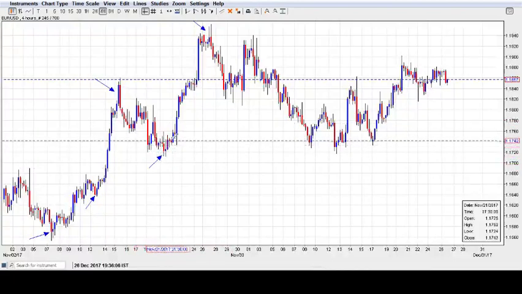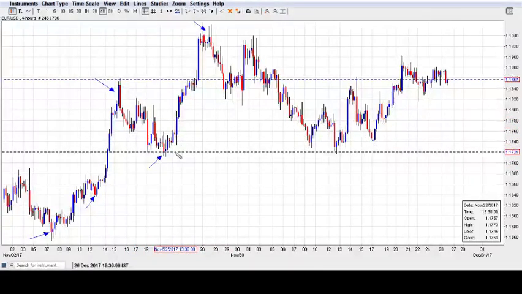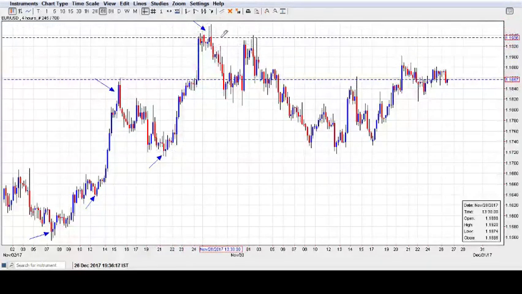Again, sort of a practical morning star to be taken on the long side. That is a tweezer top.